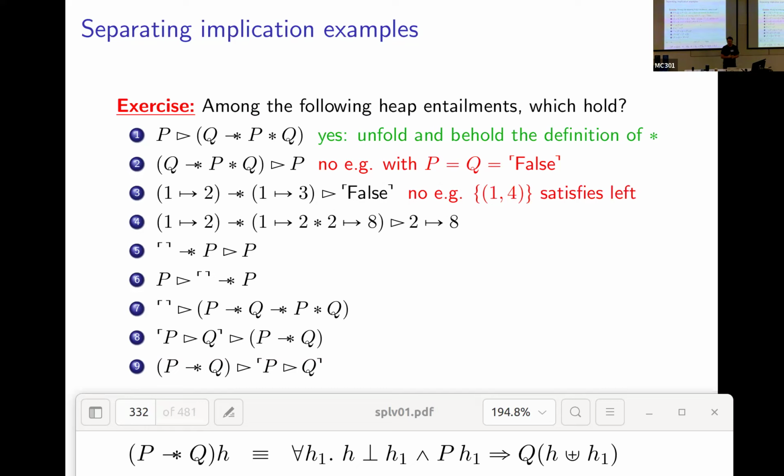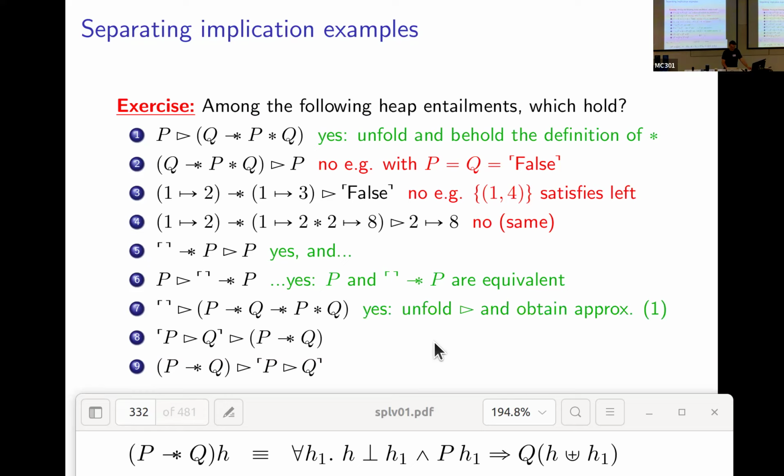But maybe not. 1. Who thinks it holds? Who thinks it doesn't? Okay. So indeed, same thing. 1 satisfies this. H with domain 1. What about 5? Yes. Why? Okay. Yeah. So P and nothing implies P are equivalent indeed. What about 7? Also yes.